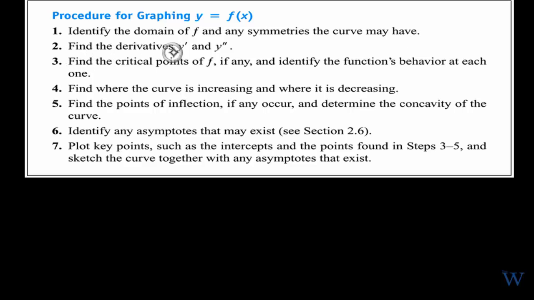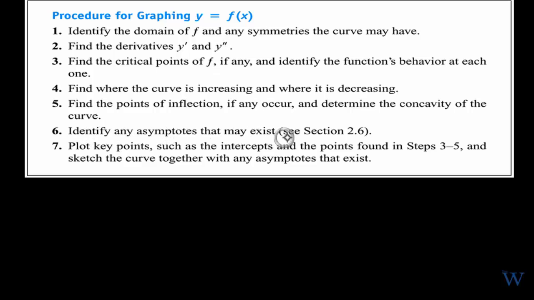Then you take the first and the second derivative. When you set the first derivative to 0, you get critical points for local max or min. When you set the second derivative equal to 0, you have a possible point of inflection. So find the critical points, okay? And then identify the behavior of the function at each critical point. Next, find where the curve is increasing and where it's decreasing. Then find the points of inflection, like I said, based on the second derivative.